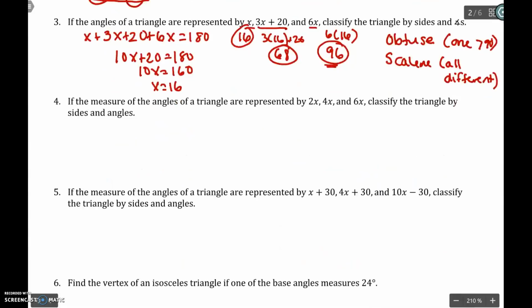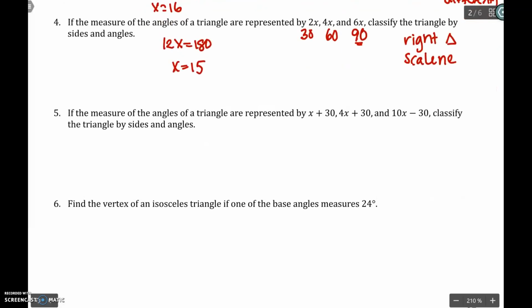Okay, continuing on. For number 4, same idea, we have our three angle measures, so adding those together you'll get 12x equals 180, and when you divide by 12 you'll get 15, and then substitute back in. 2 times 15 is 30, 4 times 15 is 60, and 6 times 15 is 90. Because we have a 90-degree angle, it's a right triangle, and because all three are different, it is scalene.